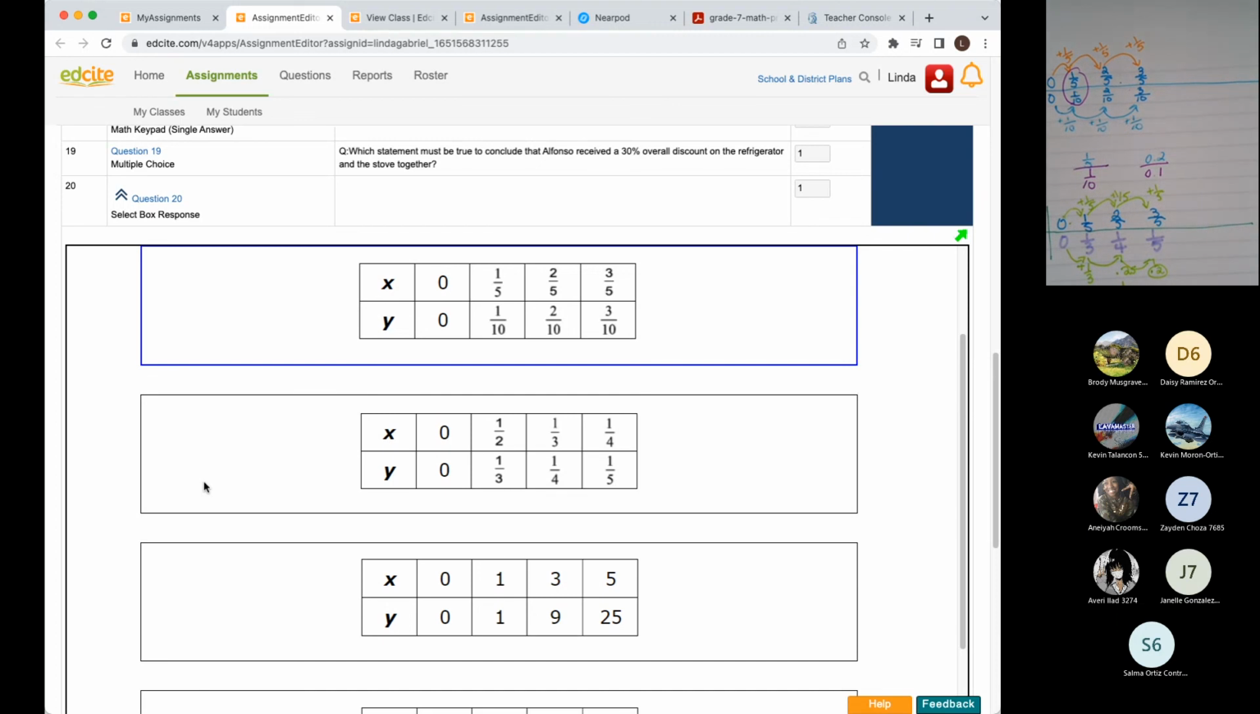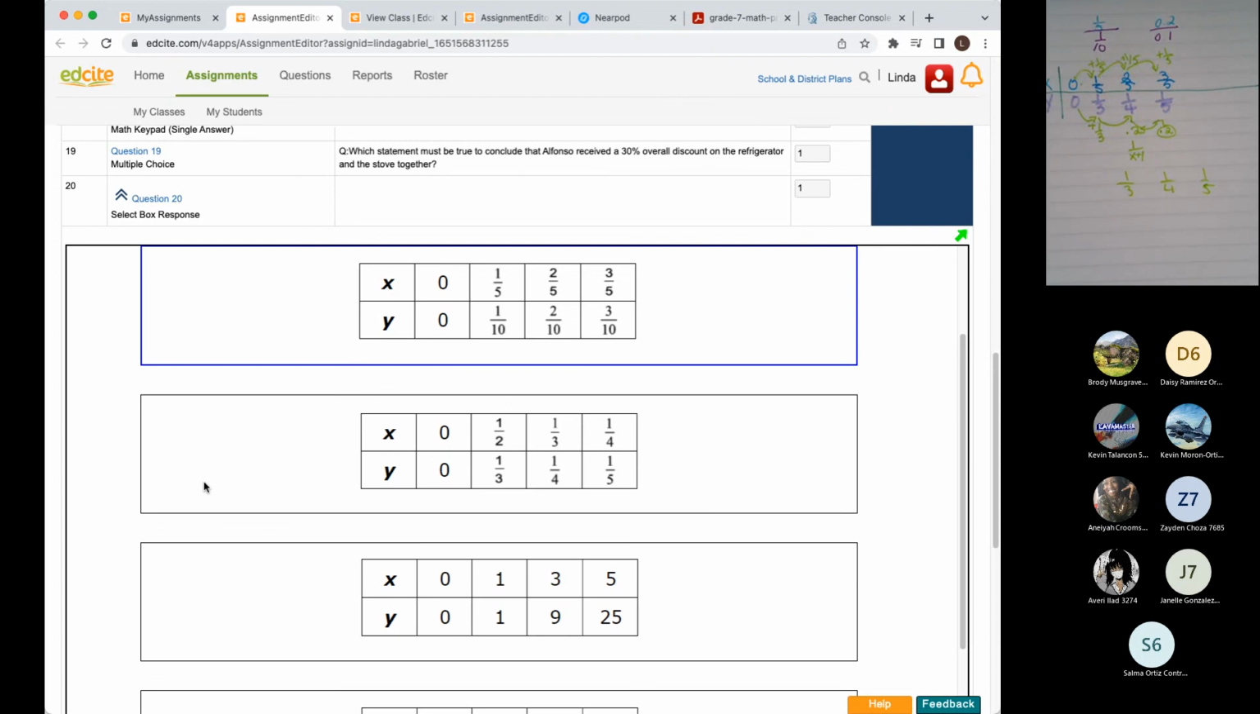So there's no proportionality here for the second one, right? 1/3, 1/4, 1/5. I can't find a pattern that is consistent to create a proportional relationship. So if I was to graph it, I wouldn't have a graph that has a significant slope. It's going to vary.